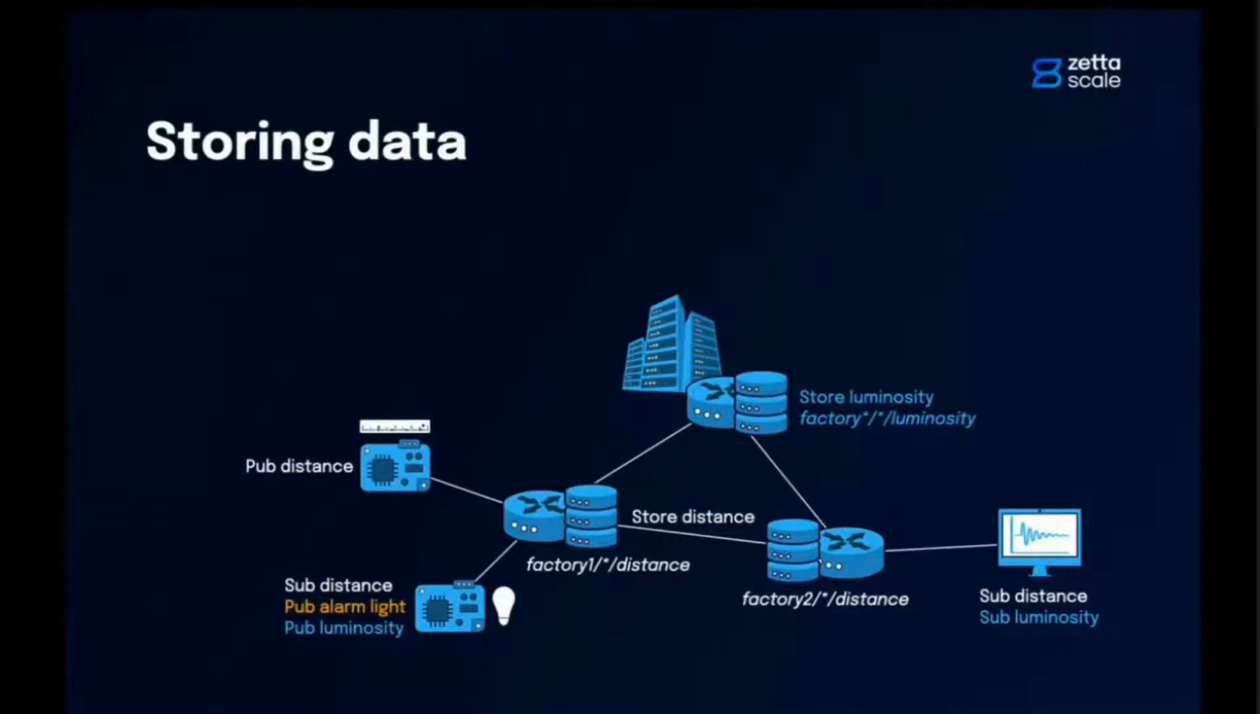Maybe the reason is that we want to access this distance with low latency. Maybe the reason is because it's some sensitive data and we don't want to put it in a cloud we don't control. Maybe because it's just too big to be sent to the cloud all the time. So basically, I will deploy a storage in the first factory, storing all the distance published by the first factory, a storage in the second factory for the distance of the second factory, and a storage in the cloud to store all the luminosity from all the factories. And you can see we can do that using those resource key expressions that we have on this slide. So let's do this.